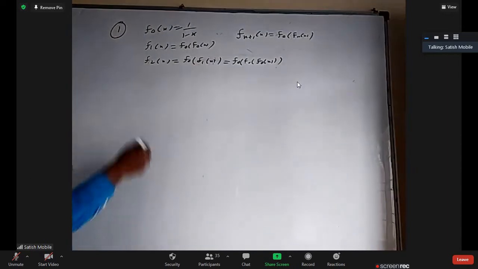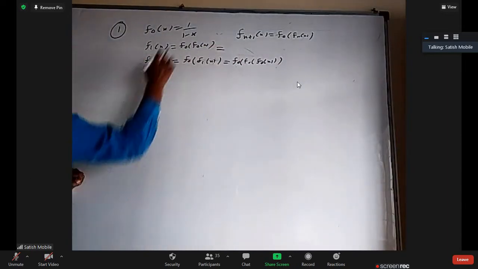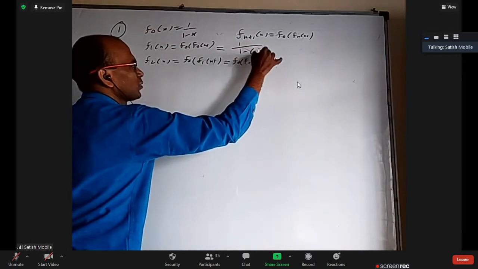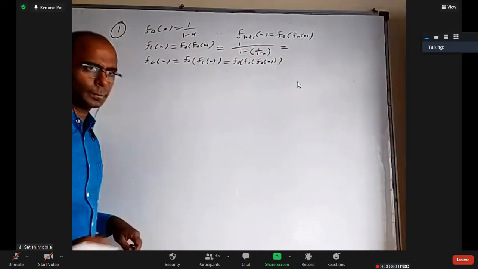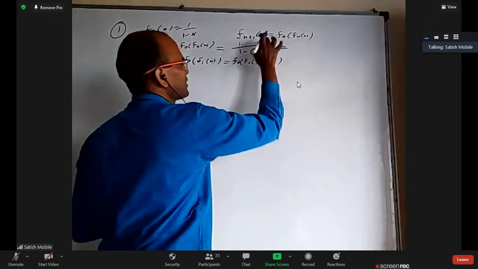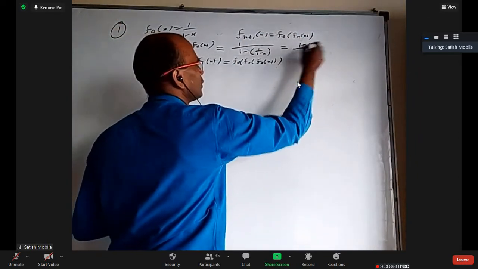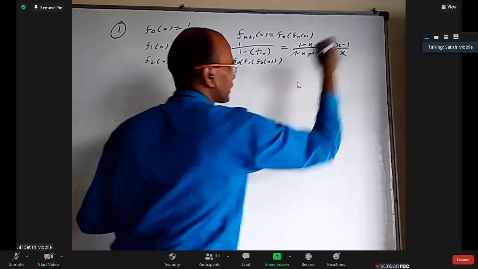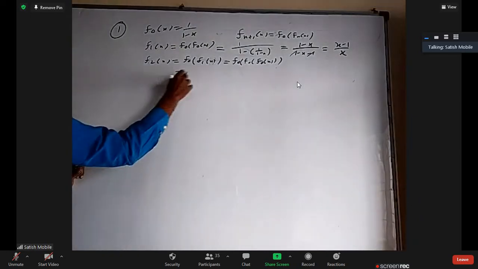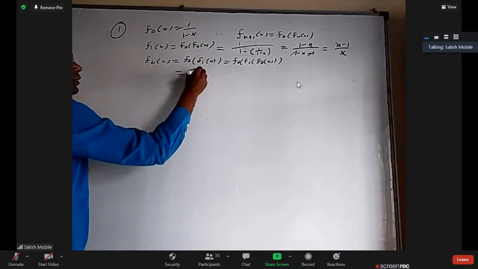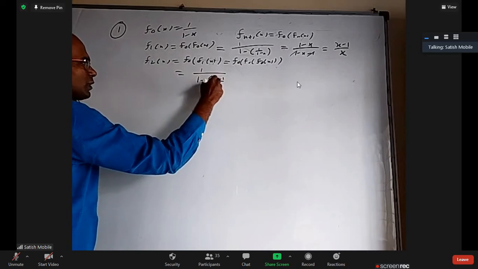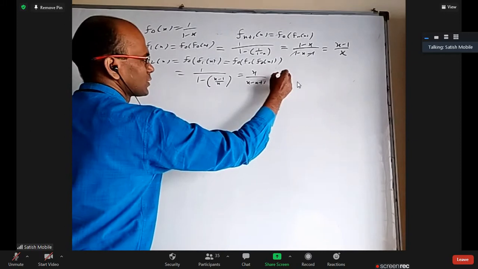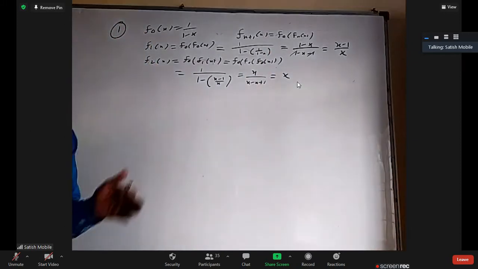Now, let us see what F1 will come. 1 by 1 minus 1 by 1 minus x. When I simplify, 1 minus x will go up, 1 minus x minus 1 will come. 1 and minus 1 will cancel. It is x minus 1 by x. Now I have to put that within F0. That is 1 by 1 minus x minus 1 by x, which is x by x minus x plus 1, which is x itself. Then only three things will repeat.